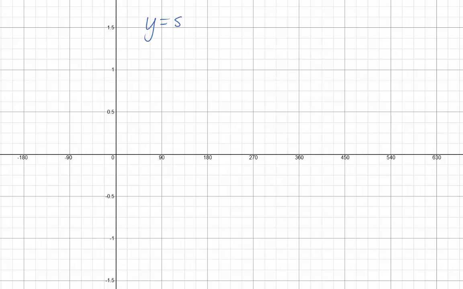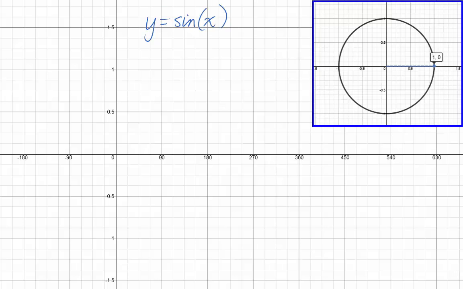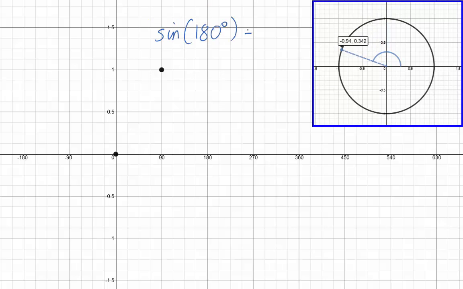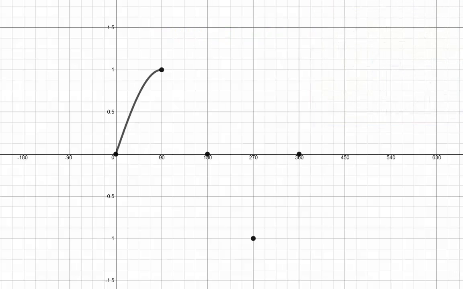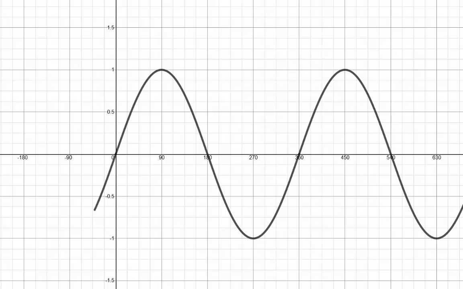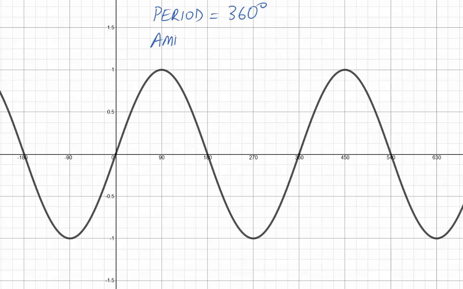The graph of y equals sin x is very similar to the graph of y equals cos x, so I'm going to go through that a bit faster. On a unit circle, the sine of any angle x is the second coordinate. So, sine of 0 degrees is 0. Sine of 90 degrees is 1. Sine of 180 degrees is 0. Sine of 270 degrees is -1. And sine of 360 degrees is 0. Joining all these points up with a smooth curve, we get y equals sin x. Like the cos graph, this graph has a period of 360 degrees and an amplitude of 1.